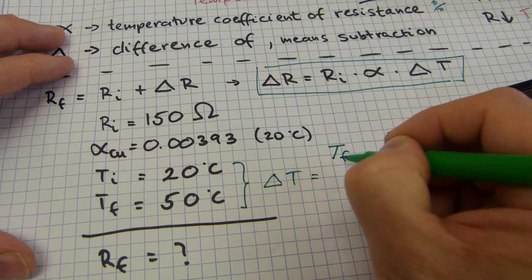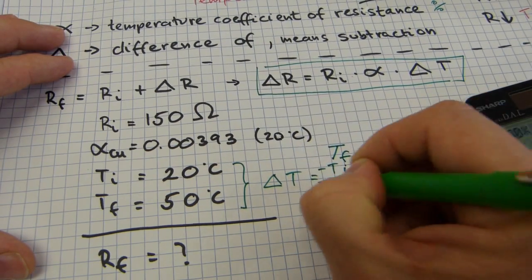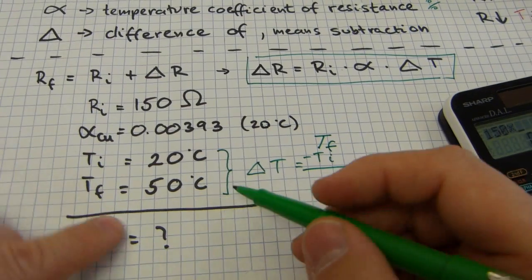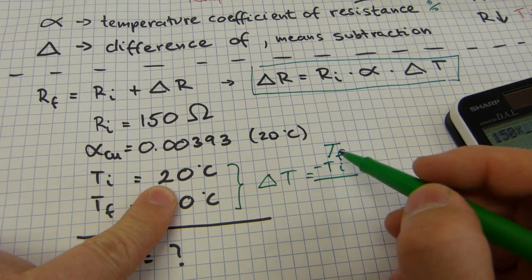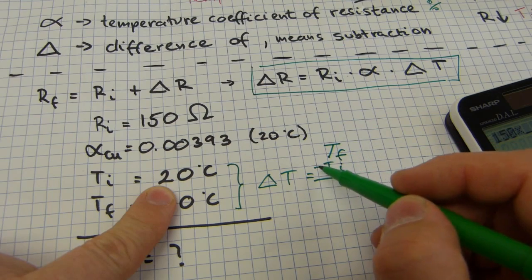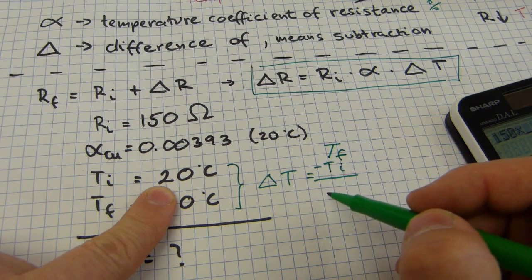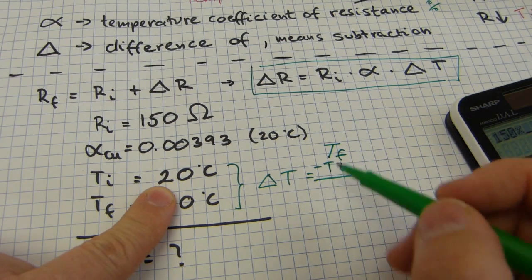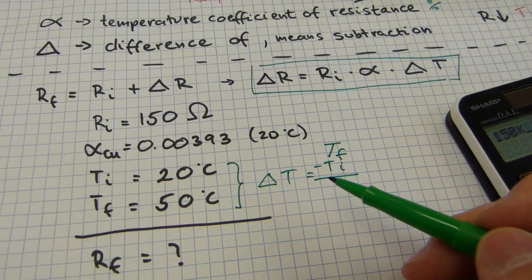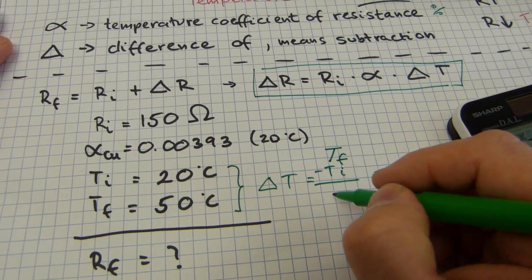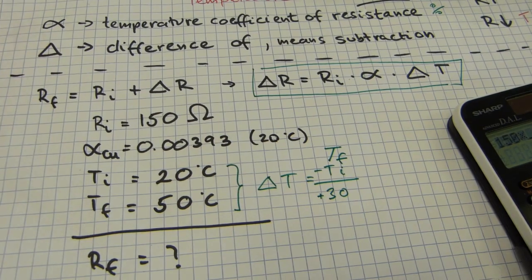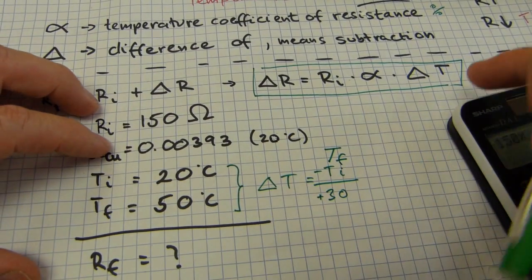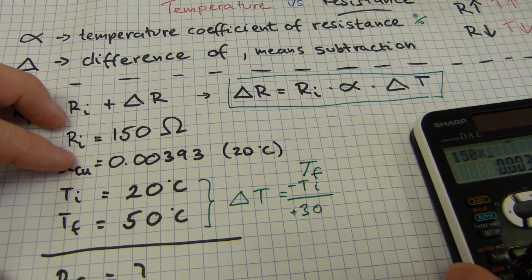Delta T is always calculated as temperature final minus temperature initial. Always final first. If this 50 was, say, 0 degrees, you would still need the 0 up top. 0 minus 20 equals minus 20. Okay, so this difference in temperature can be a negative number. In this case, it's a positive 30. Okay, 50 minus 20. So that 30 plugs into here in the equation.